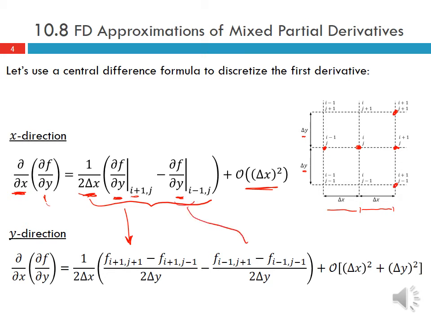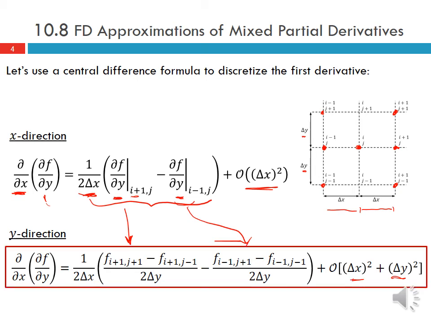And then for this derivative, we're going to evaluate the one above it, so i minus 1, j plus 1, minus i minus 1, j minus 1, and then divide by 2 delta y again. And here we've replaced the order of accuracy with the two grid spacings. It's second order accurate in delta x and second order accurate in delta y. So this becomes our approximation for this mixed partial derivative using the centered finite difference scheme.